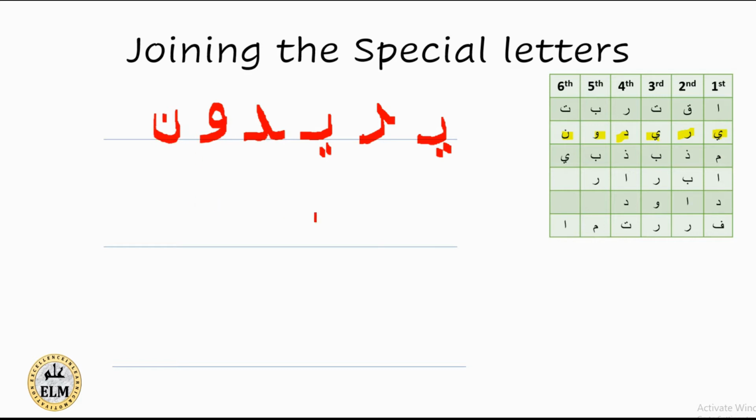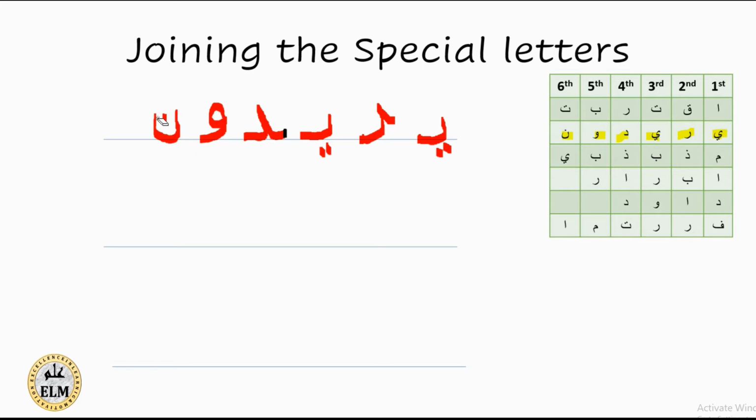Okay, now let's mark the joining points. So this is the joining point of dal. Because dal is a special letter, it will not join on this side, so there is no joining point on this side. Don't say that this is the joining point, this is not. Okay, waw hasn't got any joining points because waw has a special letter before it, which means it cannot join with each other. Waw is a special letter, dal is a special letter, they will not join with each other. And we know that the special letter here, which is waw, will not join with the letter after it. So it hasn't got any joining point.